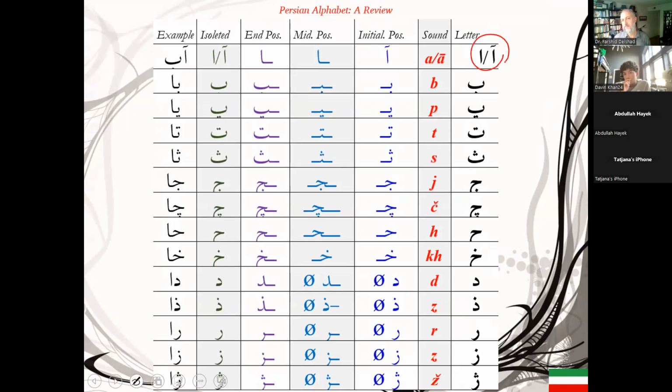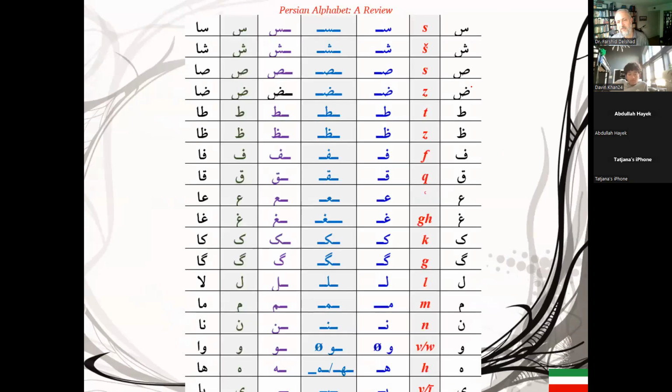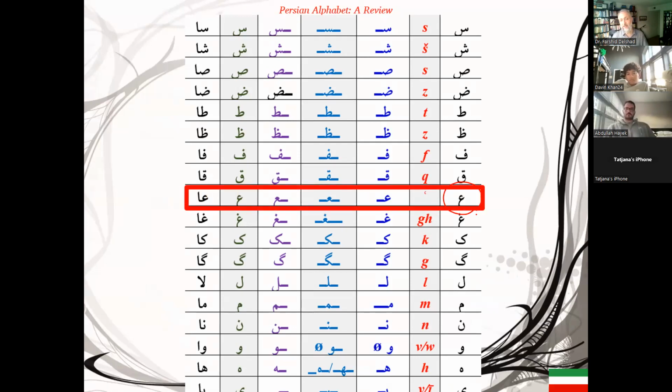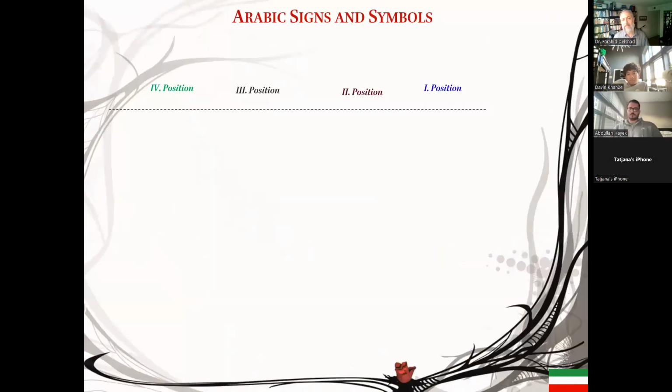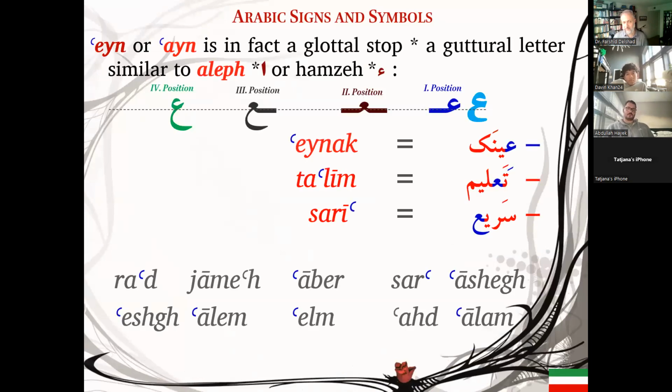So aleph, because for an Arabic speaker, as Abdullah could confirm, there are differences in pronunciation, but in Persian, we do not make a difference between that letter and this letter. And that has to be clarified. So that's when you start with this letter. Of course, you know that already. We learned it a couple of weeks ago. There is a first position or initial position of ʿeyn.